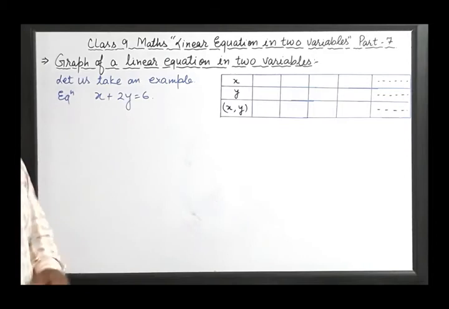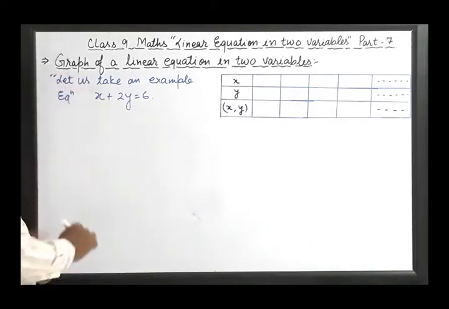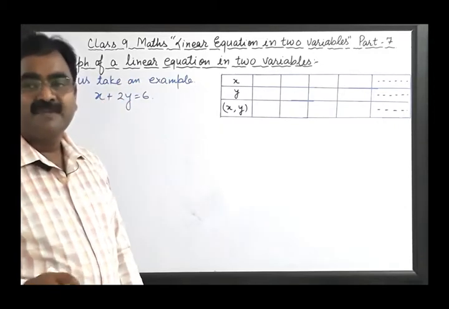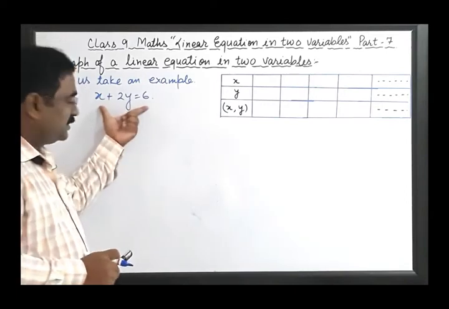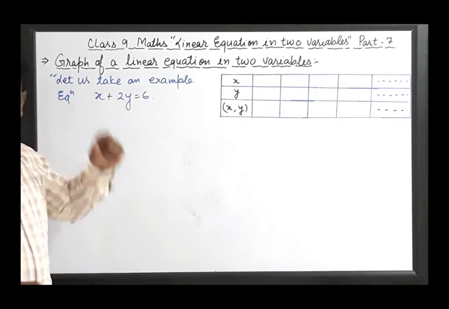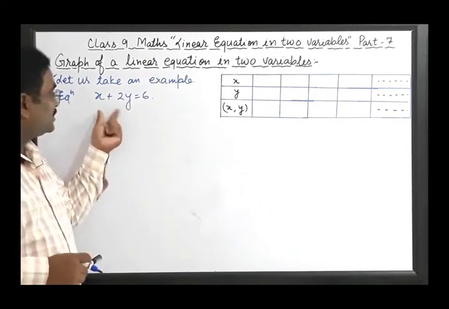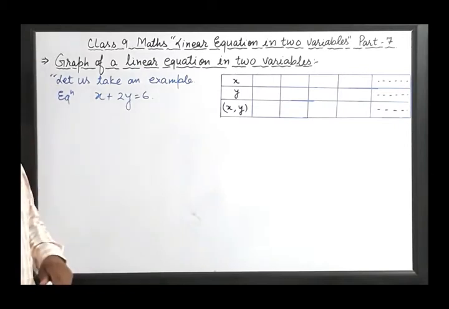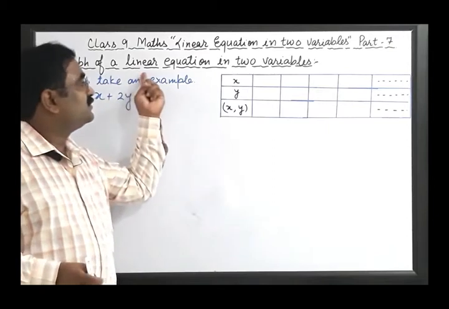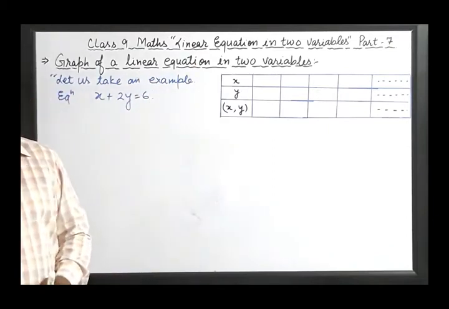As here we have taken an example, let us take an example of the equation x plus 2y equals 6. This is a linear equation in two variables. As it is linear, why? Because the degree of both the variables is 1. That's why it is linear. And there are two variables x and y. That's why it is in two variables. So the combination of this gives you a linear equation in two variables. Right children?